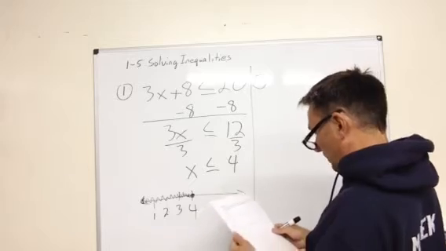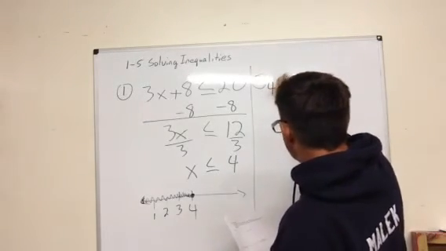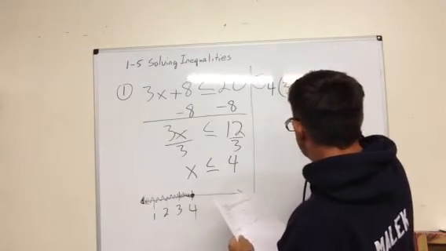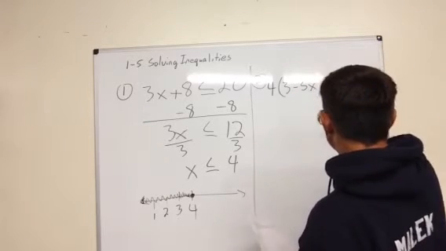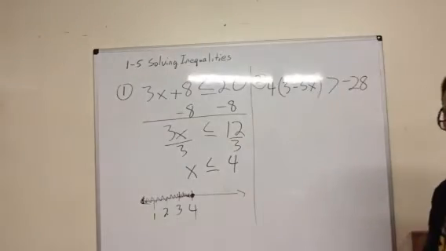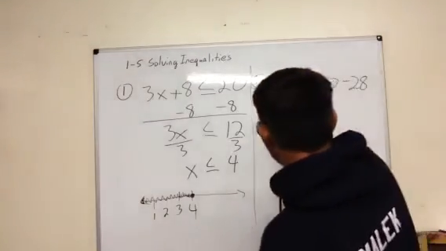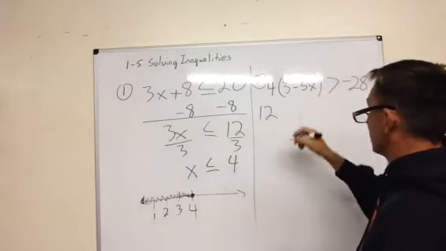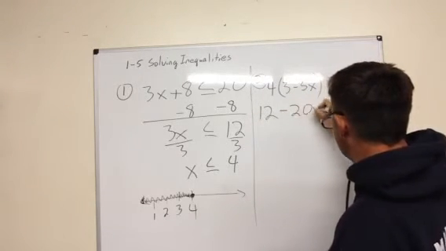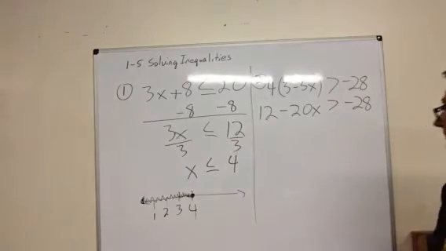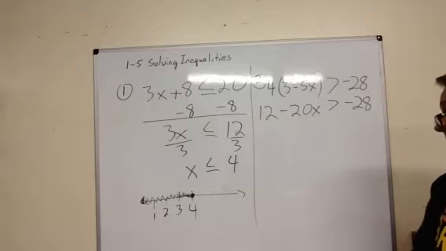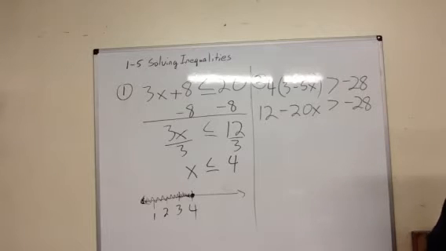We look at number 2. 4 parentheses 3 minus 5x, greater than negative 28. So I see I have parentheses. First thing, I want to distribute. 4 times 3 is 12. 4 times negative 5x is negative 20x, greater than negative 28. Still didn't multiply or divide by anything. I just distributed, so I don't have to change the direction.